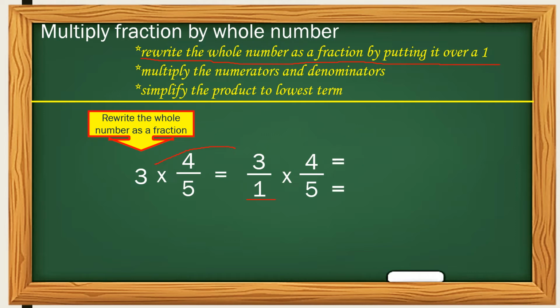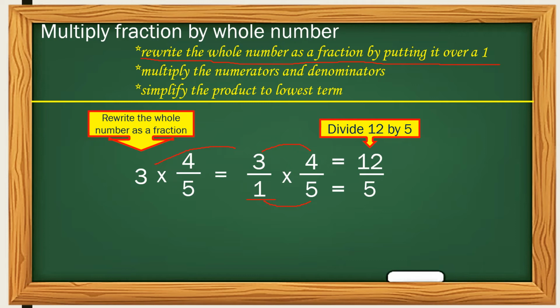Then, let us proceed to the second step. Multiply the numerator and the denominator. So, multiply na natin yung numerator tsaka denominator. So, 3 times 4 and 1 times 5 is equal to 12/5. Next, simplify the product to lowest term. Anong gagawin natin? We're going to divide 12 by 5. So let us divide.